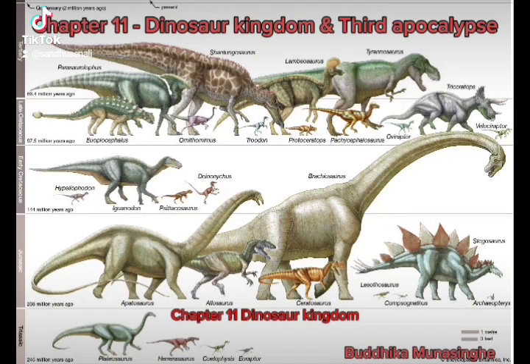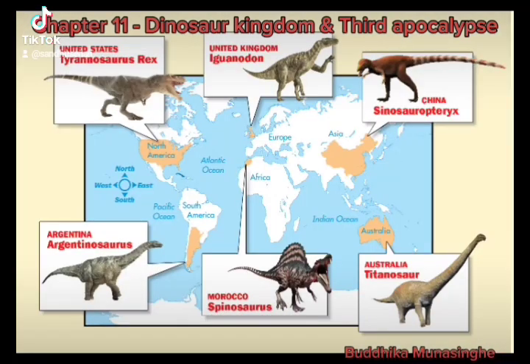Chapter 11, Dinosaur Kingdom and the Third Apocalypse. Another 50 million years passed. Life on this island has been re-established in a different form. Huge trees spread over the island. The giants in these forests were dinosaurs. There were also reptiles and amphibians. Small rodents like mice also lived.